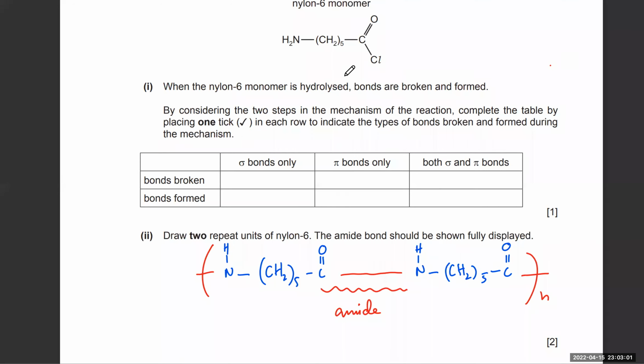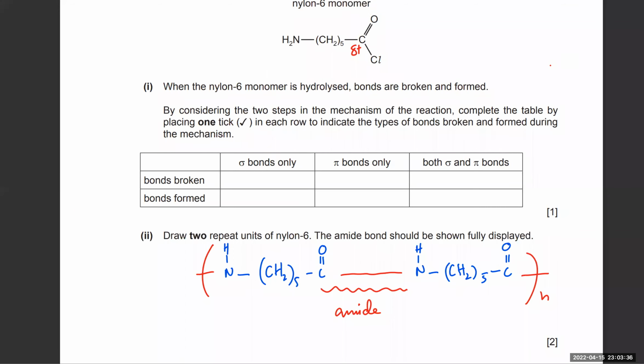So when the nylon 6 monomer is hydrolyzed, bonds are broken and formed. By considering the two steps in the mechanism of the reaction, complete the table by placing one tick. So he's talking about hydrolysis. We did this part earlier, so that's done. That's how a polyamide would look. Again, we've got a Cl-related compound, an acyl chloride, and he's talking about the hydrolysis. Remember, it's got a very strongly positive carbon. It's going to attract water molecules very, very strongly.